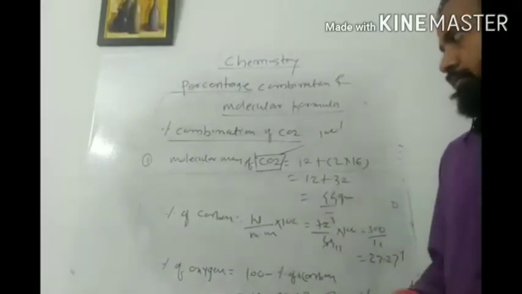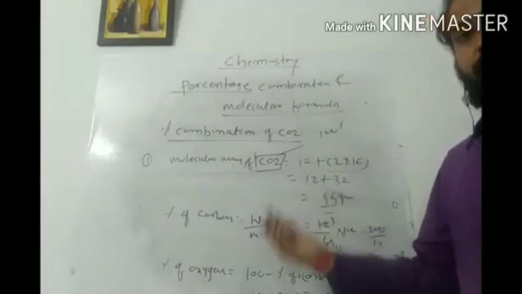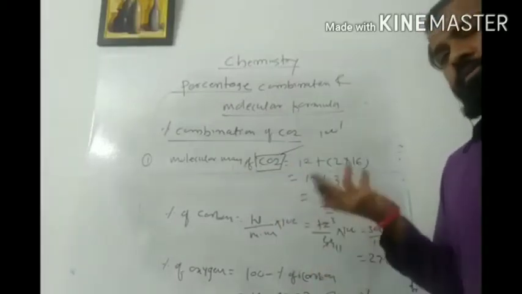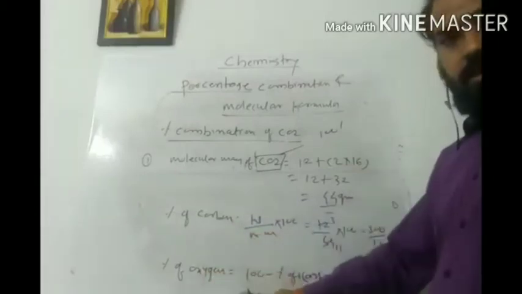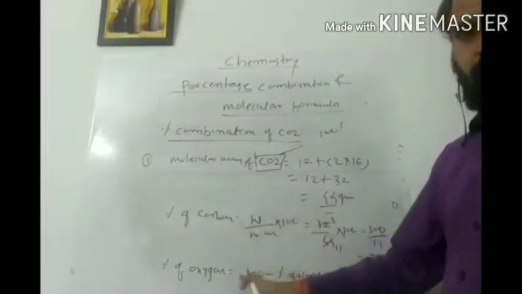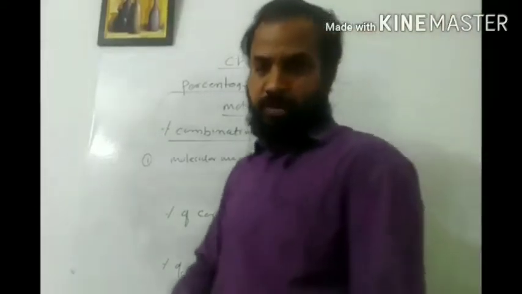Now what will happen when 3 atoms or elements are there inside the compound? You can use the same method: calculate the percentage of the first, the percentage of the second, add them all and then subtract from 100, and you will get the percentage of the third in an easy way. So in this way you can calculate. We will see one more example here.